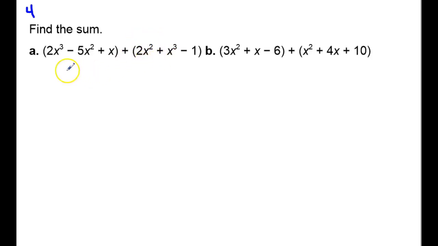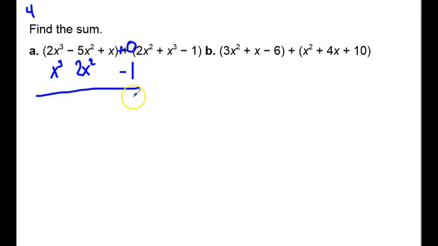So I see I have a 2x squared, so I'm going to put it underneath the other x squared. I see I have an x cubed, so it's going to go with my other x cubed. And then I have a minus 1. So that minus 1 comes out here because in my first equation I would be plus 0 would be my constant. So now that things are in order, now I can go ahead and add them up.